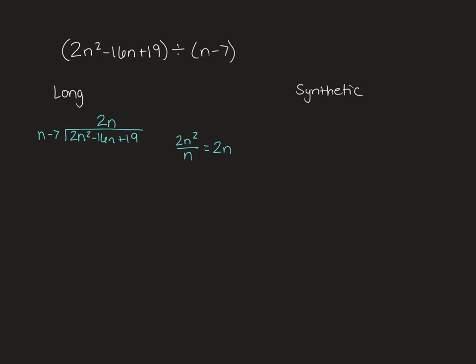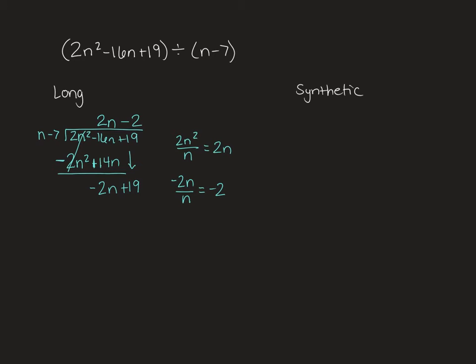Now I multiply this by everything over here. So I will get 2n squared minus 14n. And then you just change the signs of your binomial there. It's the same as subtracting. You will cancel that. Negative 16n plus 14n is -2n. Then you bring down the 19. Do the same thing. You'll do -2n divided by n, which will give -2.